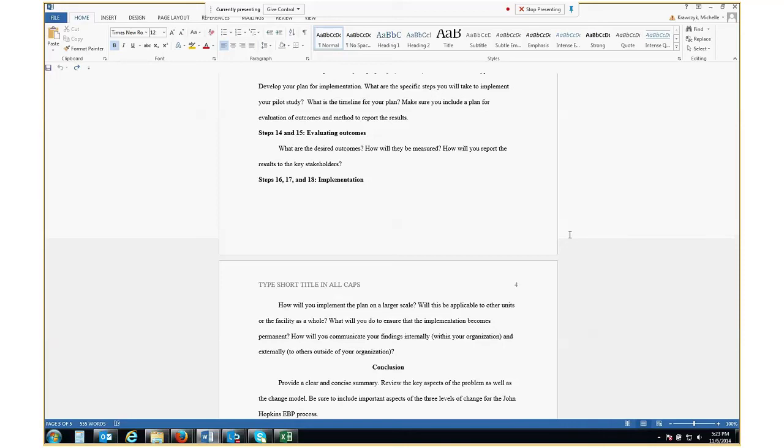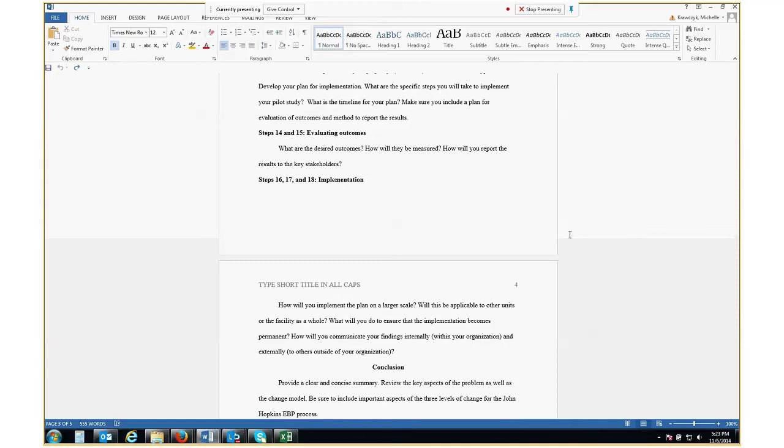And then how will you report the results back to the key stakeholders and to your staff? So there will be a meeting to discuss the results. It will be included in the infectious disease newsletter. Tell me how you're going to let everybody know what your results were. And it's very important that we communicate these not only internally but externally.